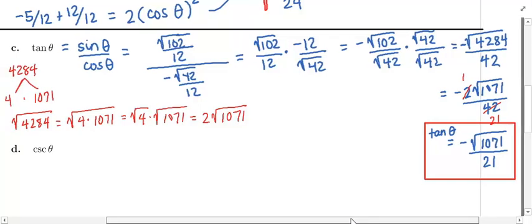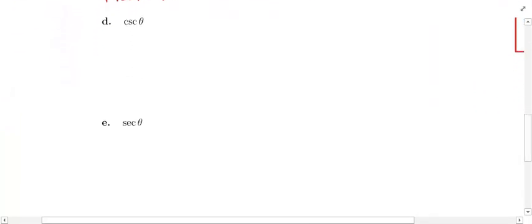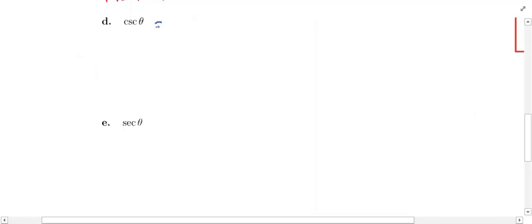All right, let's move on to the cosecant of theta. Again, you don't have to do anything fancy. Just fundamental identities at this point. We know the cosecant of theta is 1 over the sine of theta.